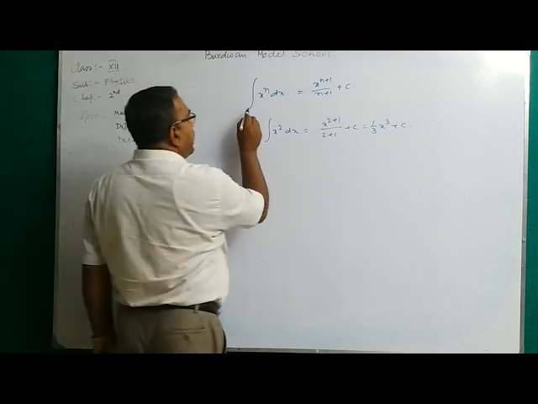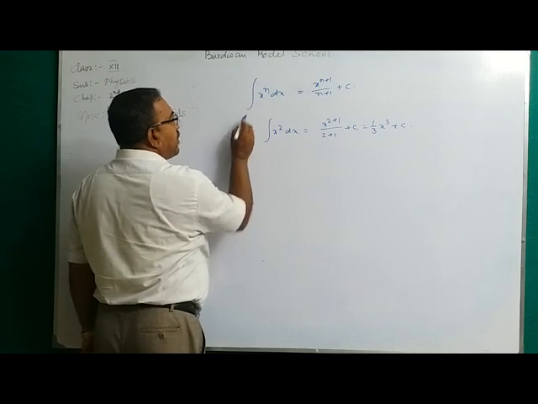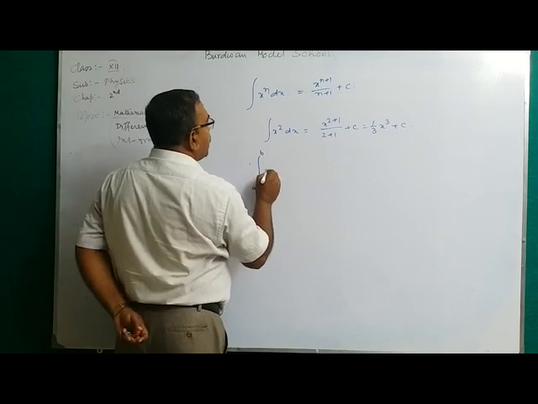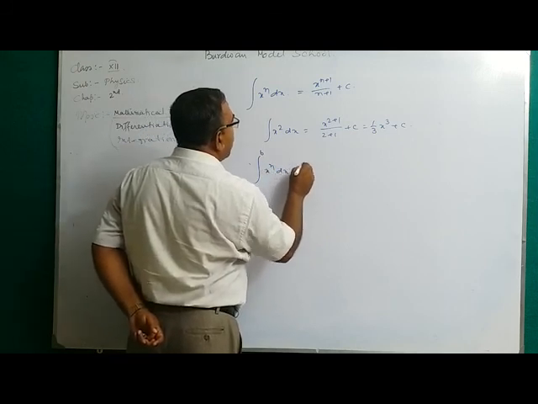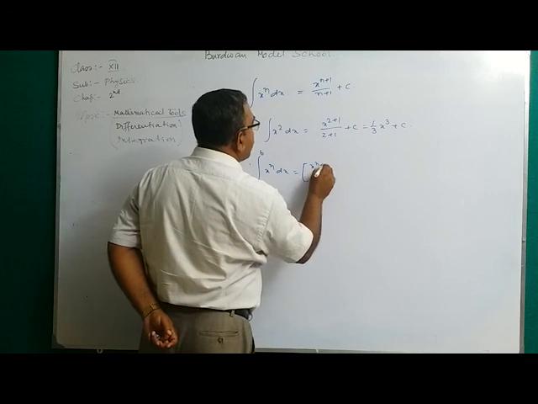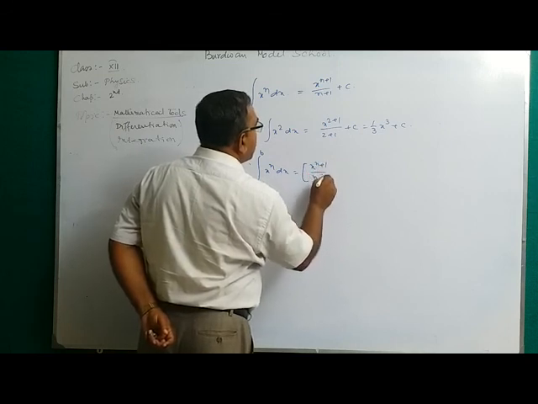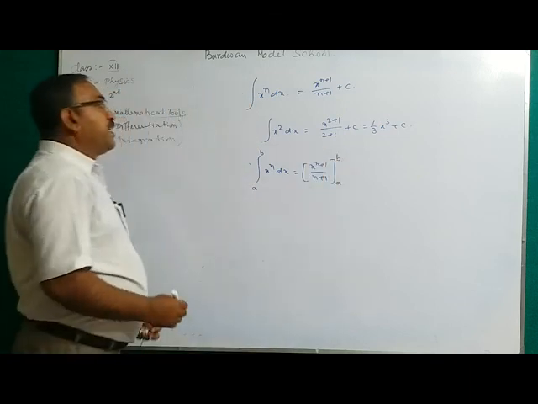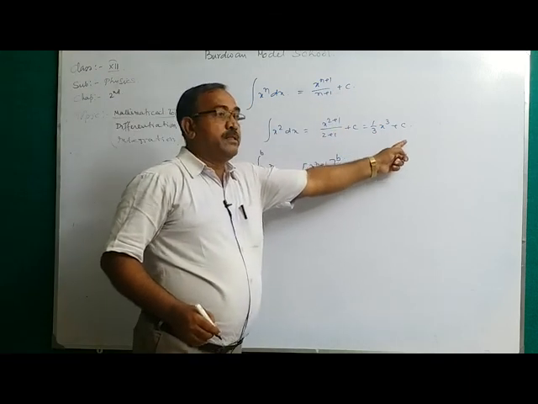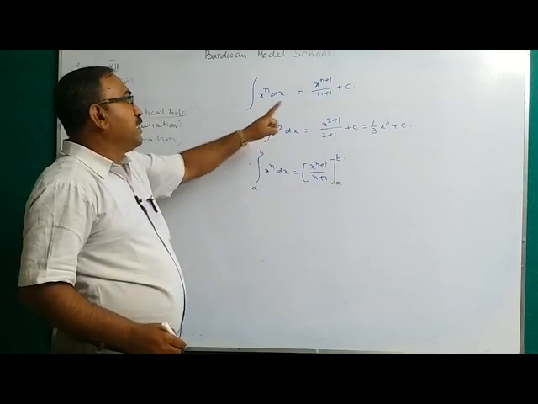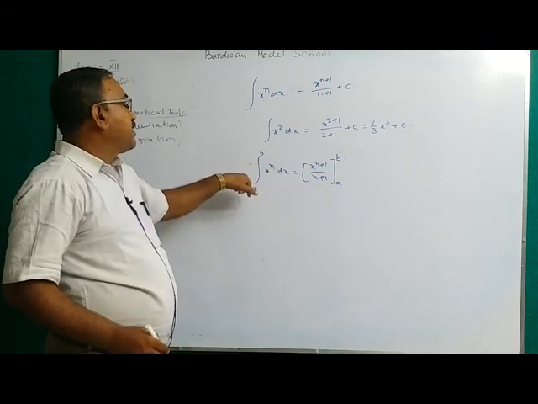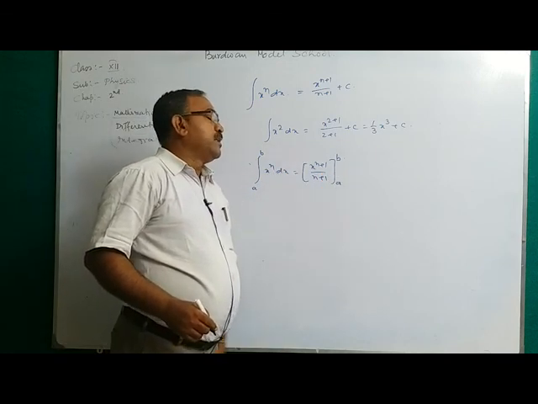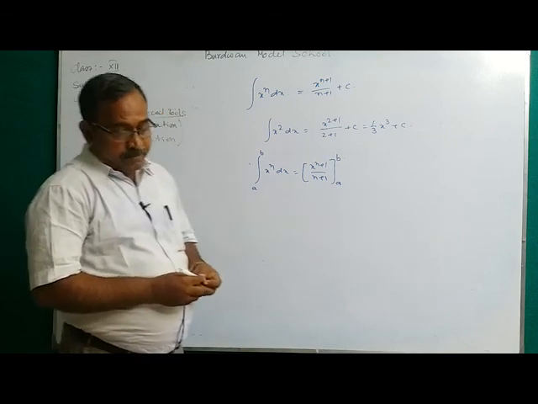This is the indefinite integration. When you see a limit, suppose a to b, then integral of x to the power n dx will be x to the power n plus 1 by n plus 1, with limit a to b. That time you cannot write the integration constant. If you see no limit, then you write it. If the integration limit is there, you write it by this method and the integration constant is not required. Okay.